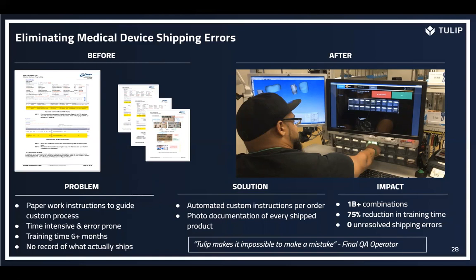The work instructions used IoT to guide workers to the right parts and only the right parts, and every order was documented and photographed at the end to assure that what the work order specified actually went out the door. So that way when errors do occur, and realistically errors will probably always occur, there's documentation to show exactly where and how it happened, and it gives the manufacturer an opportunity to try to eliminate those errors further on. So in the end, they saw a 75% reduction in training time, and they had 0 unresolved shipping errors.